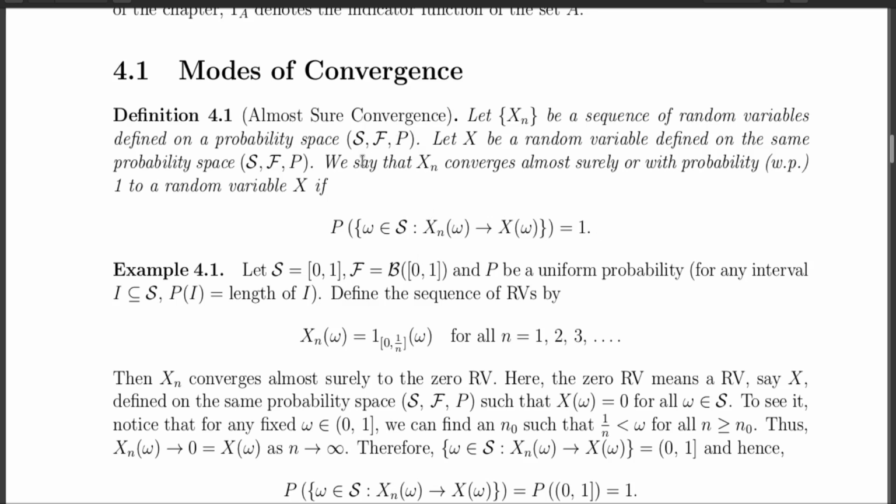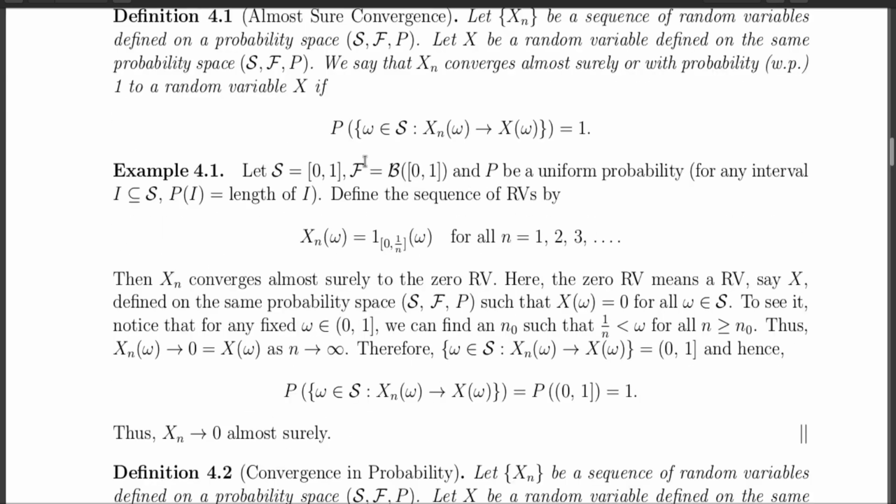Okay, so let us take another example which may be helpful to understand the definition much better. We start with our sample space being the interval [0,1], the sigma field is the Borel sigma field over [0,1], and P is a uniform probability on the Borel sigma field. That basically means that if you take any interval I which is a subset of [0,1], then the probability of the interval I is nothing but the length of I.